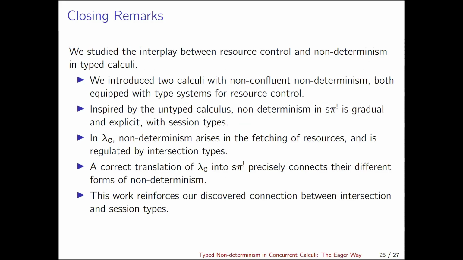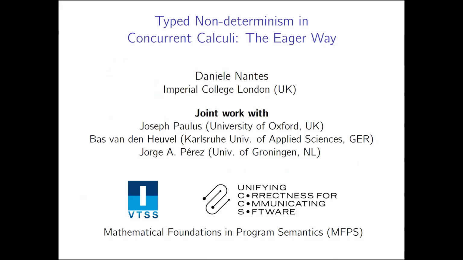Just to close, we studied the relation between resource control and non-determinism in a typed lambda calculus. We introduced two calculi that are non-confluent and non-deterministic, both typed. Non-determinism is gradual and explicit. Our lambda calculus is regulated by intersection types. We have a correct translation between them. This reinforces that the connection we discovered between session types and intersection types is strong, because we have explored different kinds of calculi using the same relation between session types and intersection types. And that's it. Thank you.